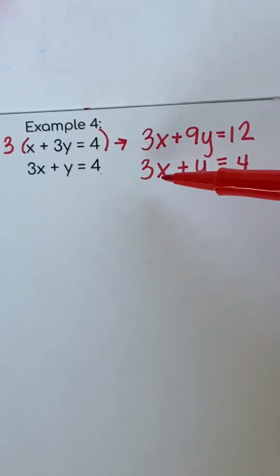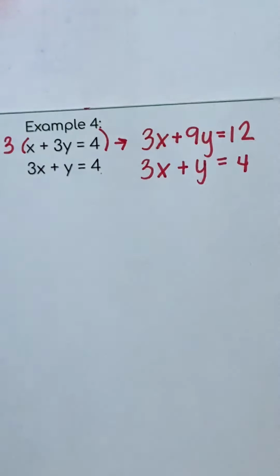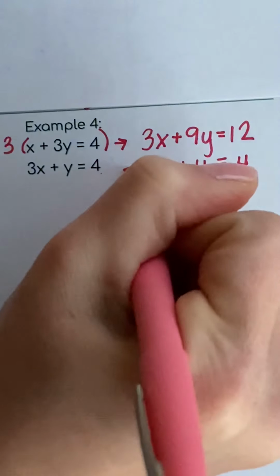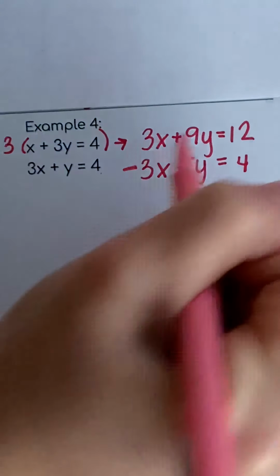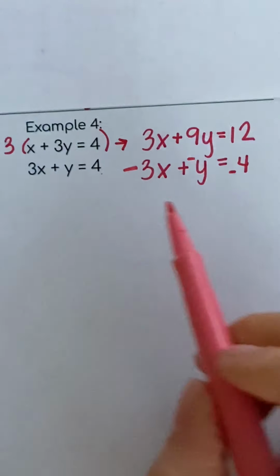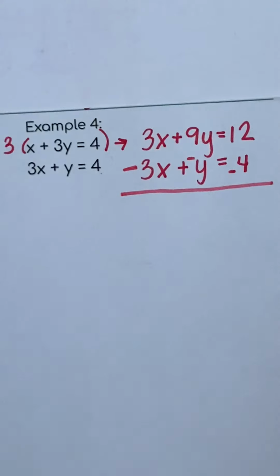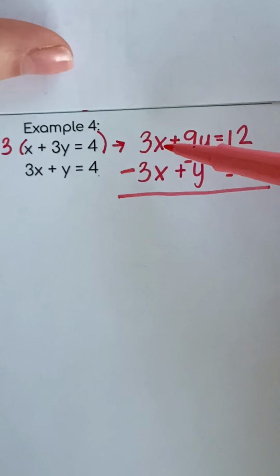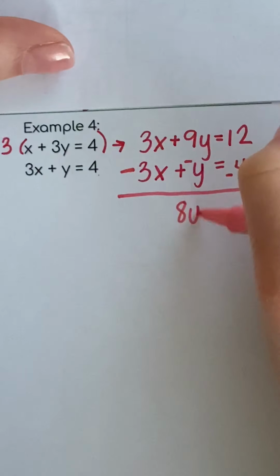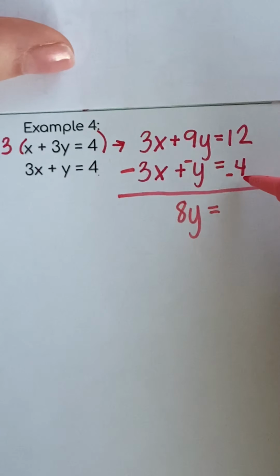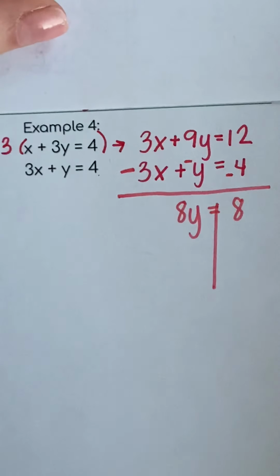Now I have 3x and 3x, so what do I need to do? I need to make one of my equations negative. So it's a negative 3x, means I need also a negative y and a negative 4. Then we solve. I'm going to go through kind of quickly here, so you can pause it if you need. 3x minus 3x cancels. 9 minus 1y is an 8y. 12 minus 4 is 8. Feel free to pause if I'm going too quick for you.